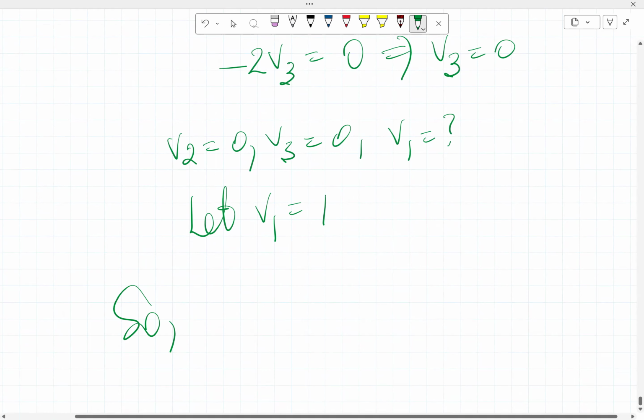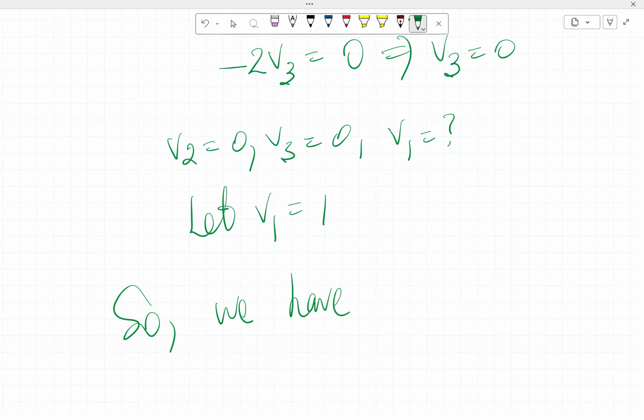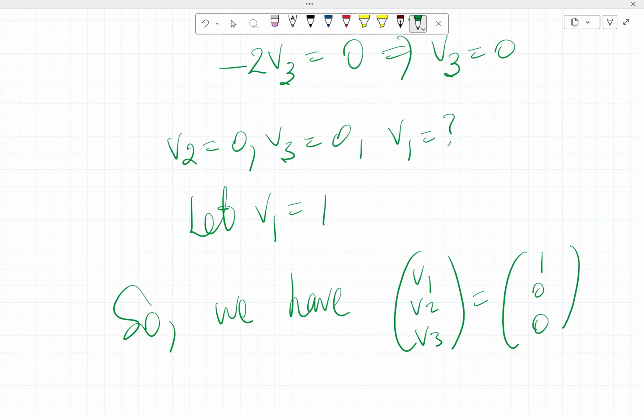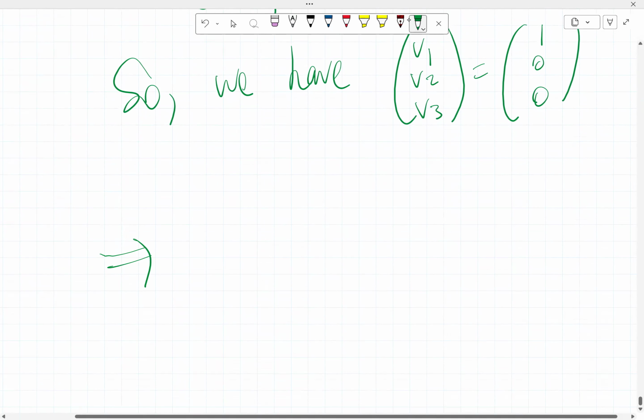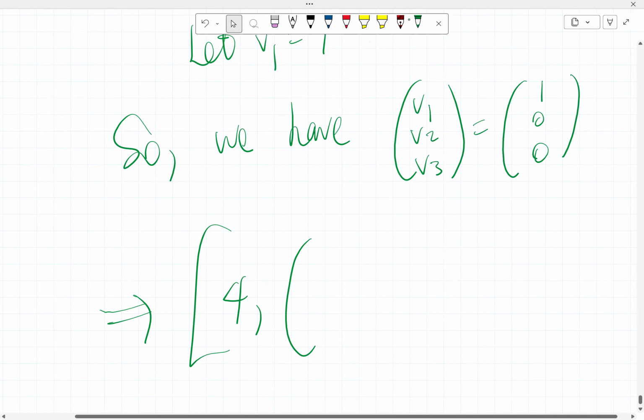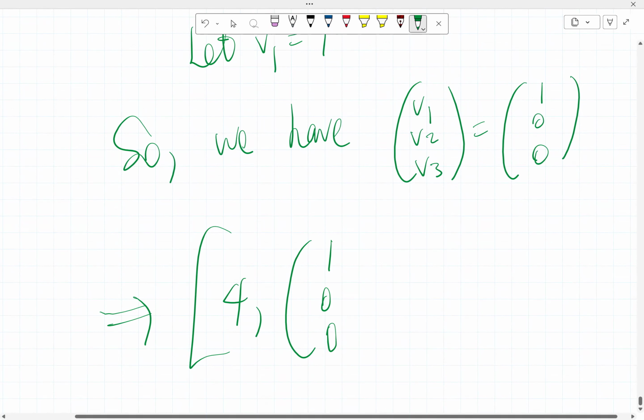So we then have the eigenvector v1, v2, v3, which is equal to 1, 0, 0, because we have v2 and v3 conclusively to be 0. So this simply implies that for eigenvalue of 4, the eigenvector is 1, 0, 0. Okay? So that's what we have in that case.